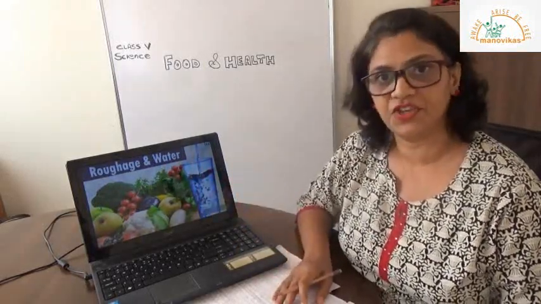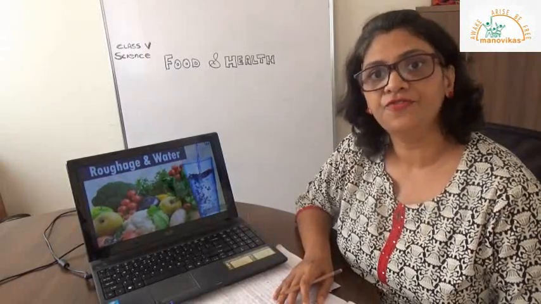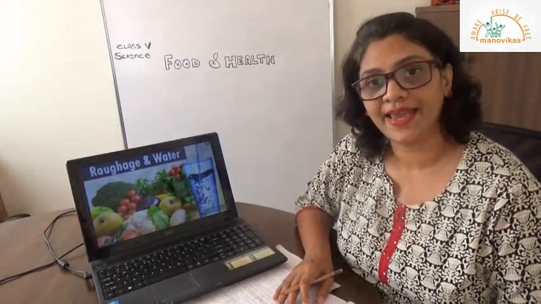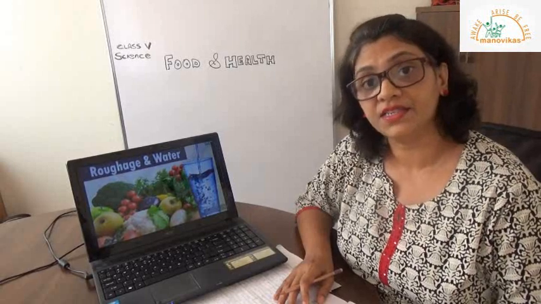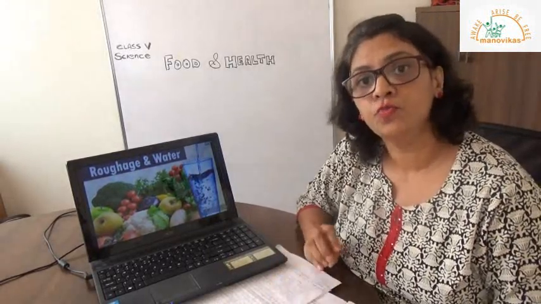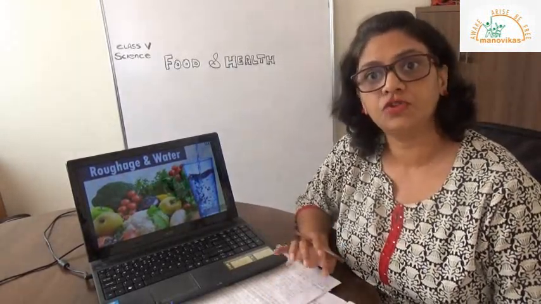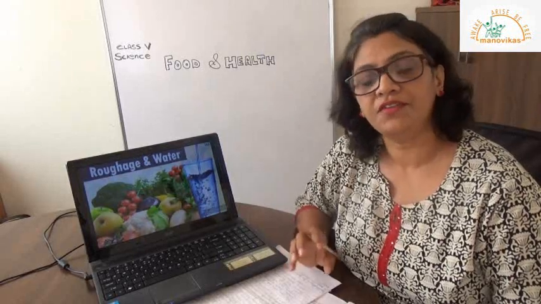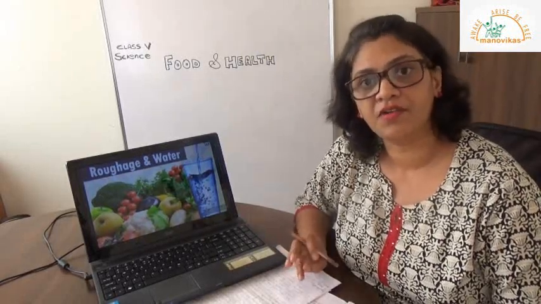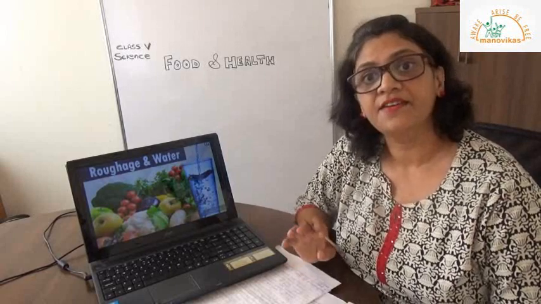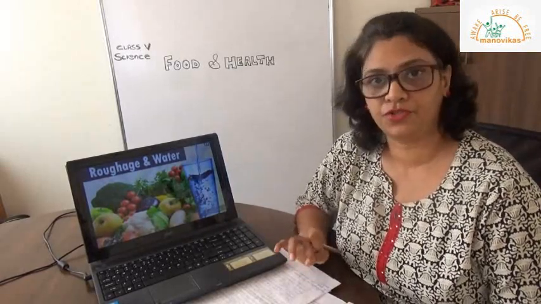Now what is roughage? Roughage is the fiber in food that does not get digested but is very important in order to move the solid waste out of our body. Food rich in fiber is brown rice, brown bread, vegetables and fruits.